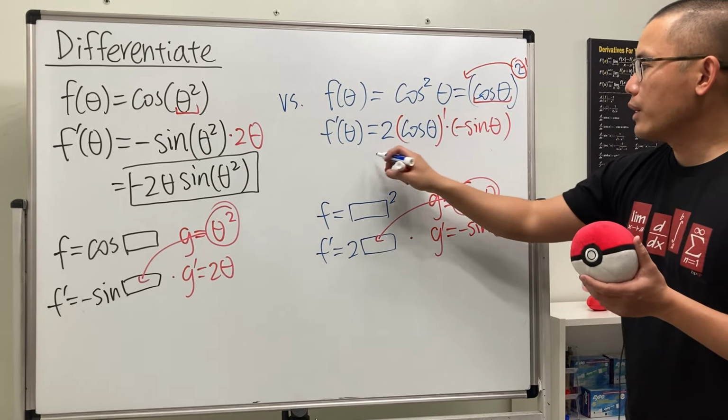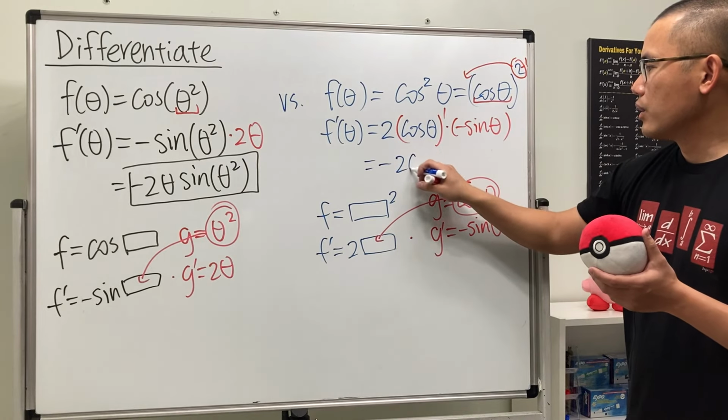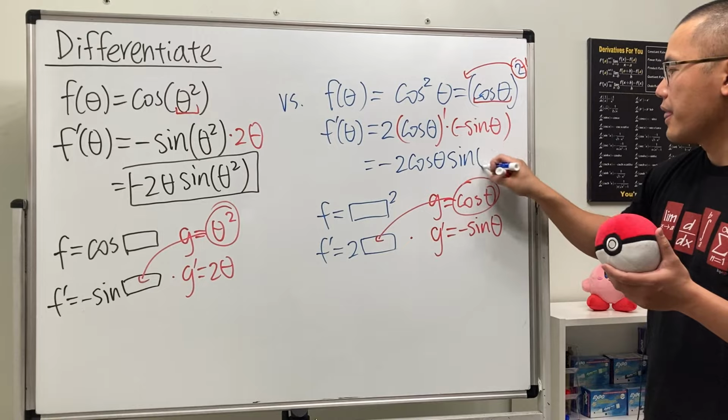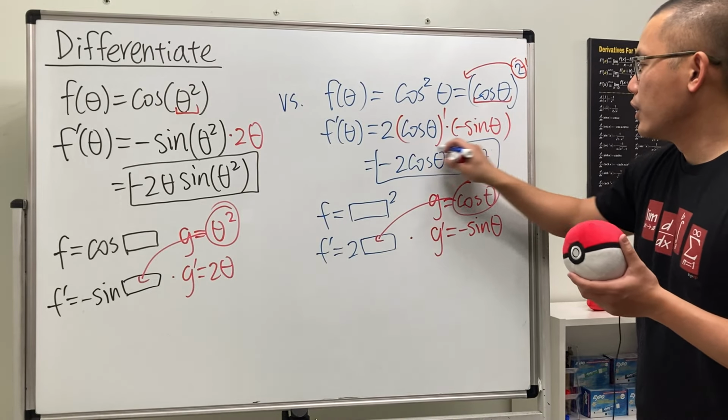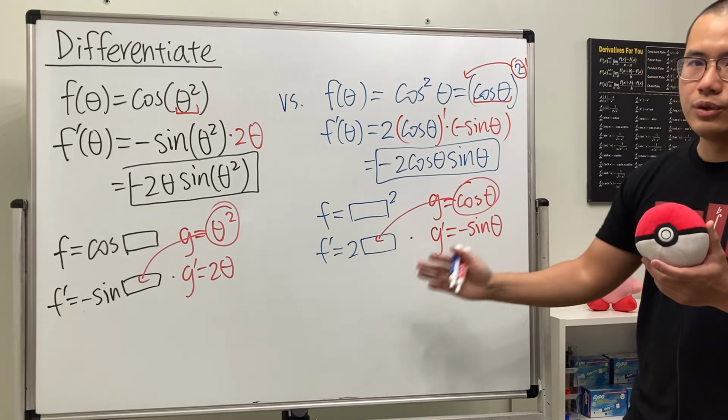For this one, we are going to put the negative in the front, and then we have 2, then cosine theta to the first power, and then times sine theta. So this right here will have been the answer if the question was written this way, right? So be sure you know the differences.